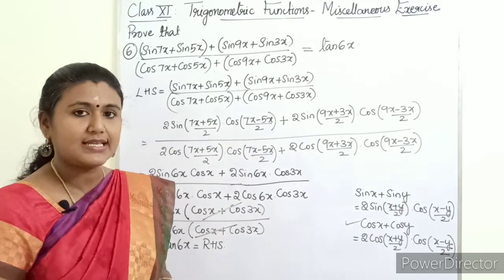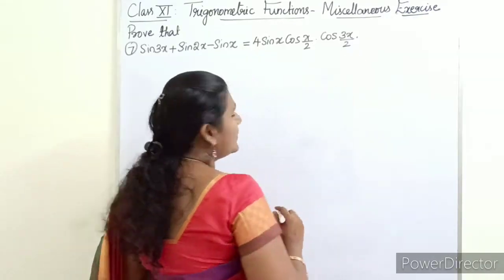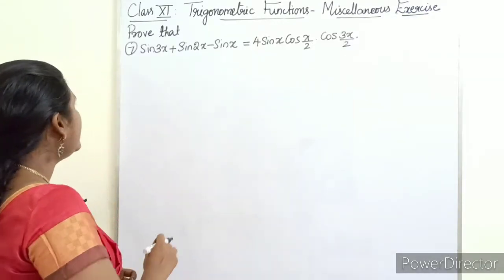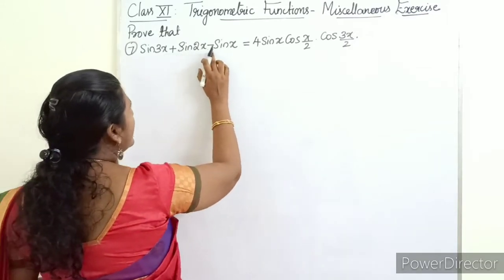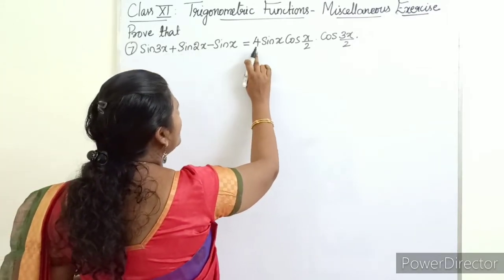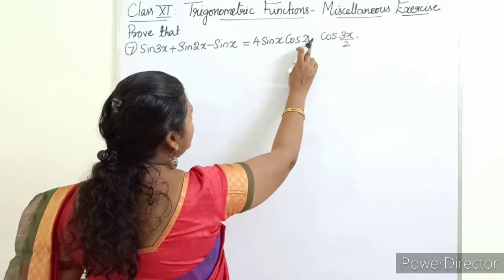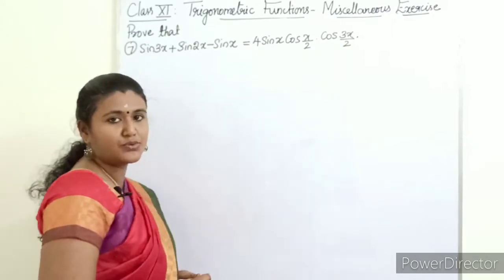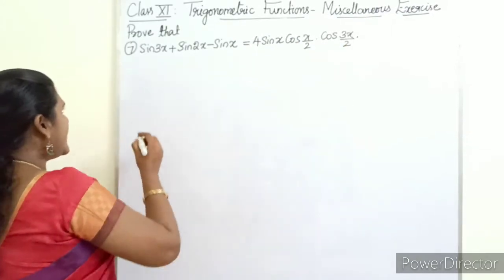Okay. Now we will see the 7th question. So now the 7th question: sin 3x plus sin 2x minus sin x is equal to 4 sin x into cos x by 2 into cos 3x by 2. So we will start with the left side expression.